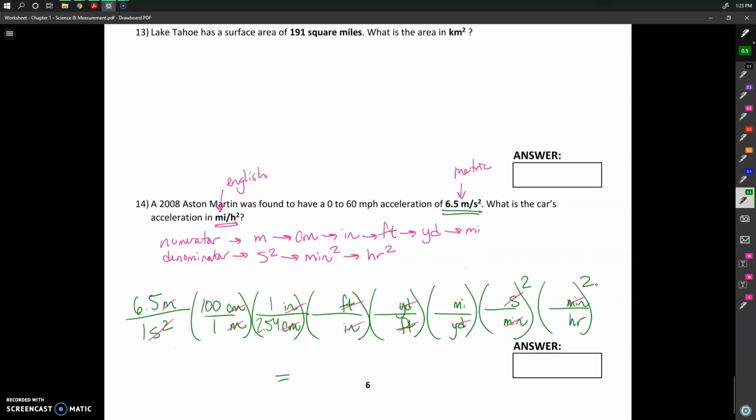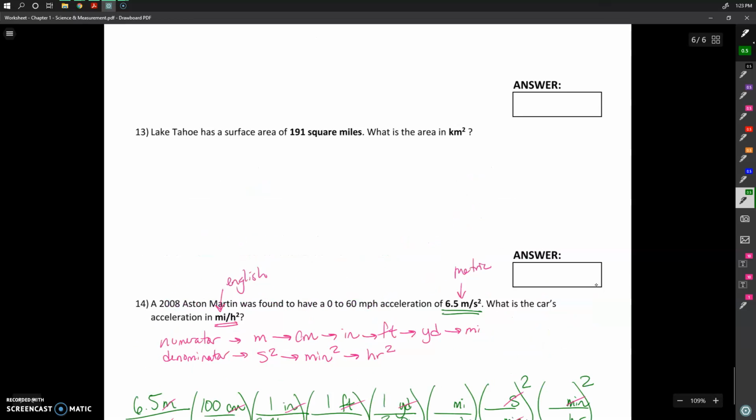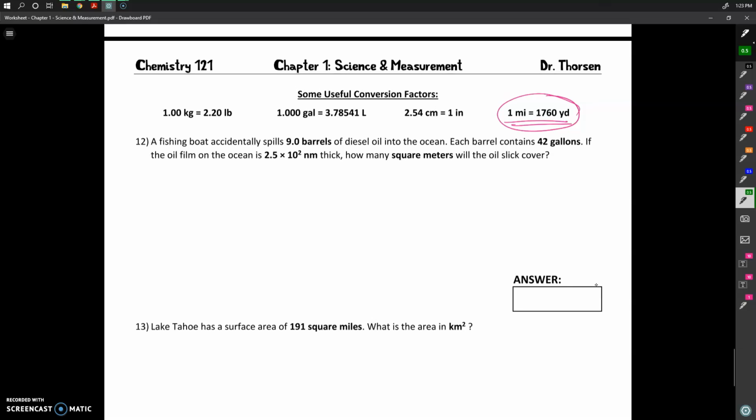Feet into inches, you should know that there's 12 inches for every 1 foot. Feet into yards, you should know there's 3 feet for every yard. And then miles, to get that from yards, we need this last conversion factor up top here.